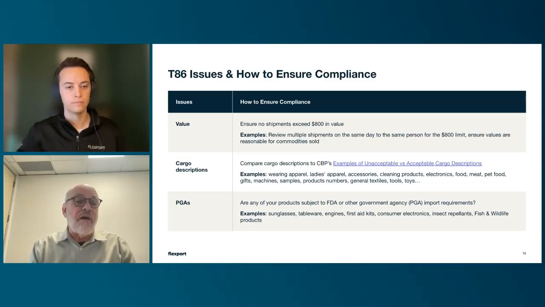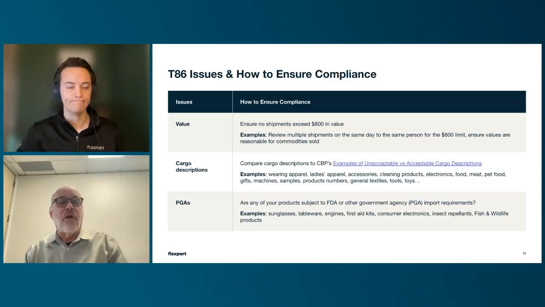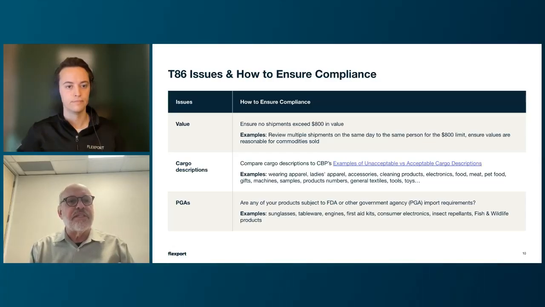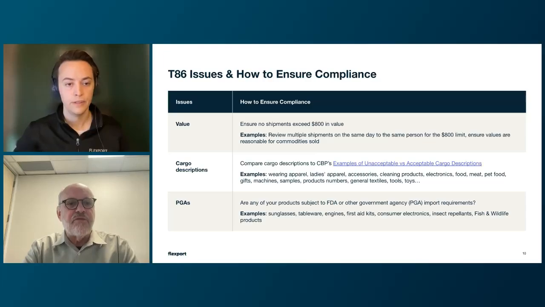Now, some of the common examples of unacceptable descriptions are broad terms like wearing apparel or samples, or maybe no description but a product number. That's not acceptable. So broad categories of descriptions of product, Customs doesn't like because it doesn't give them the ability to really drill down. Marcus, are there any others that you've seen that are troublesome that we've been having issues with?